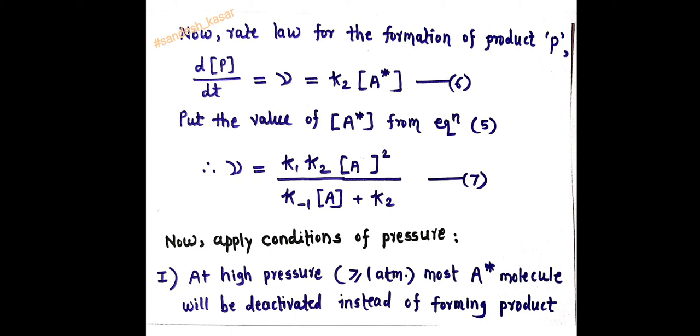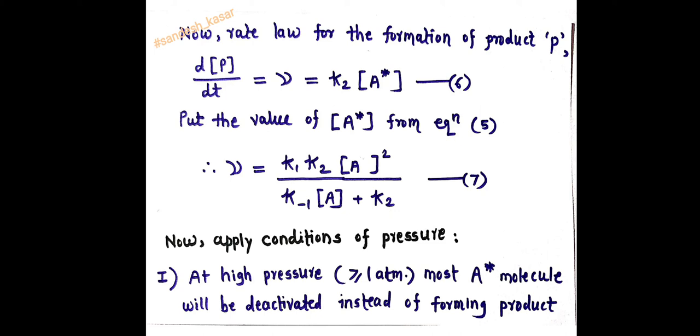Now put the value of A star from equation 5. Here we have derived the value of A star. Put this value in equation number 6. So it becomes nu is equal to k1 into k2 A square divided by k minus 1 into A plus k2. So this is our equation number 7. Now we have to apply conditions of pressures.